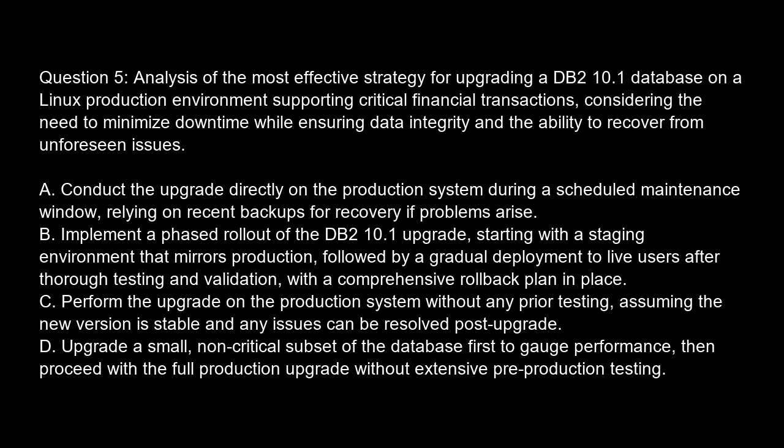Implement a phased rollout of the DB2 upgrade starting with a staging environment that mirrors production, followed by a gradual deployment to live users after thorough testing and validation, with a comprehensive rollback plan in place. Option C. Perform the upgrade on the production system without any prior testing, assuming the new version is stable and any issues can be resolved post-upgrade. Option D. Upgrade a small, non-critical subset of the database first to gauge performance, then proceed with the full production upgrade without extensive pre-production testing.